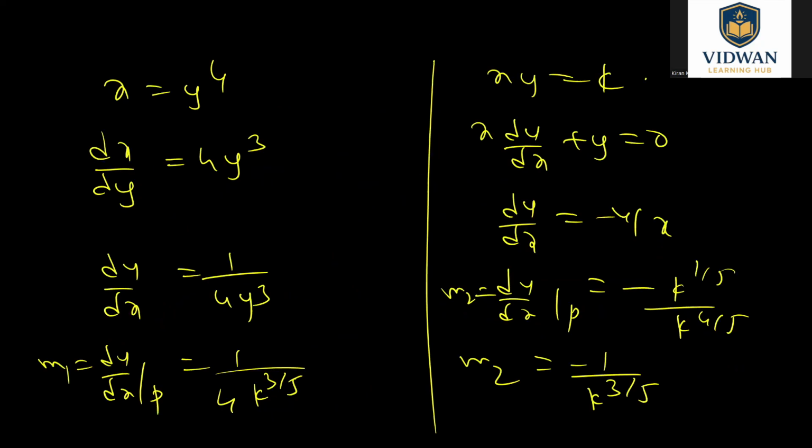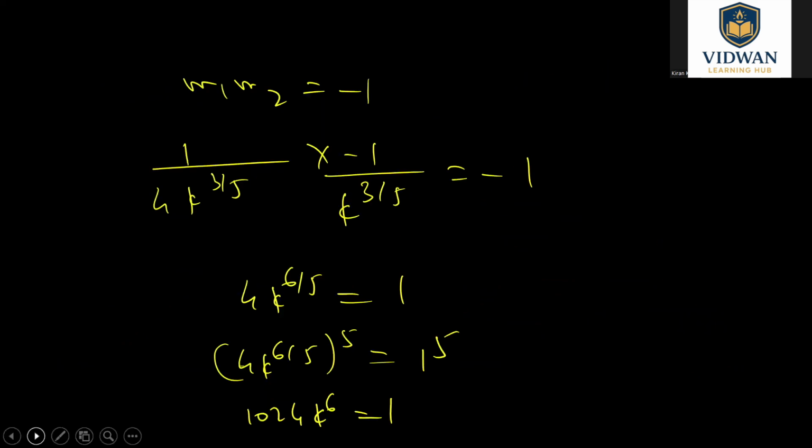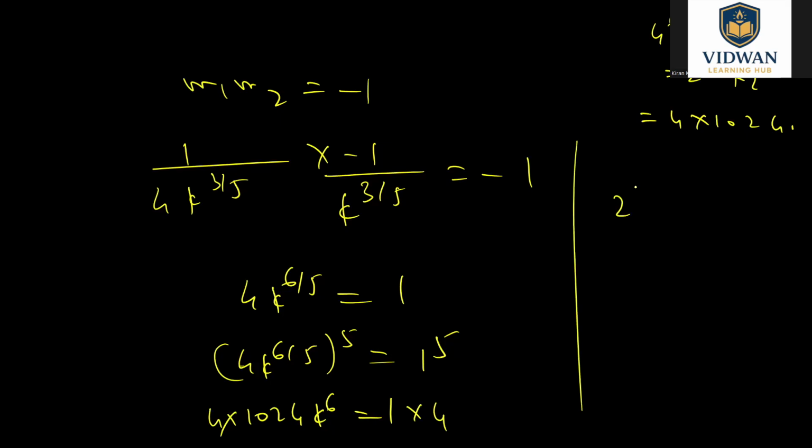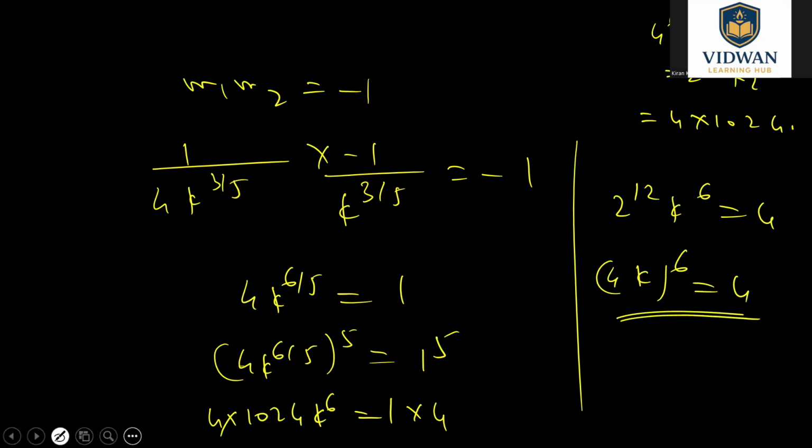And you want to find 4k power 6. So what is 4k power 6 then? What is the value of 4 power 6 actually? It is 2 power 12. So 2 power 10 into 2 square. 2 power 10 is 1024. 4 into 1024. So if I multiply with 4 on both sides, then this will become 2 power 12 k power 6 equal to 4. So you can just now write this as 4k power 6 is equal to 4. So the answer would be 4 for this.